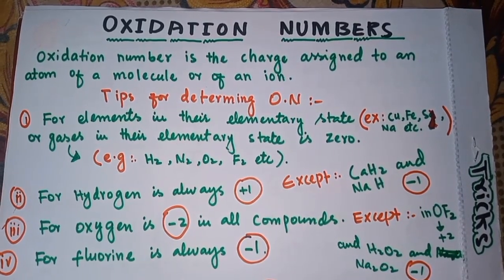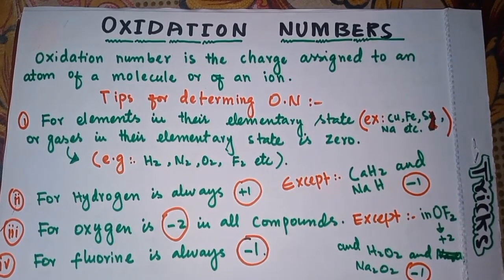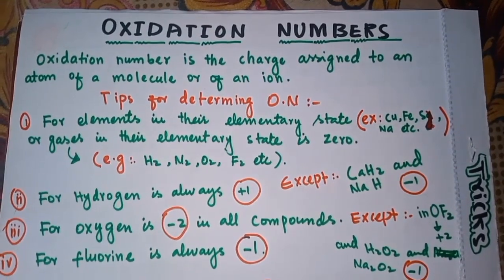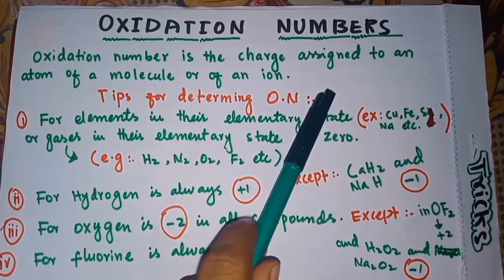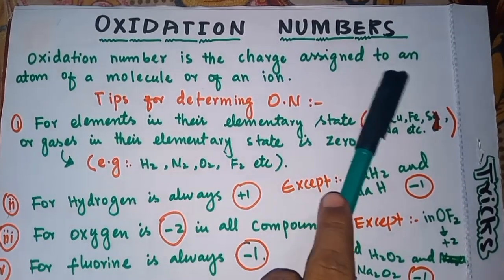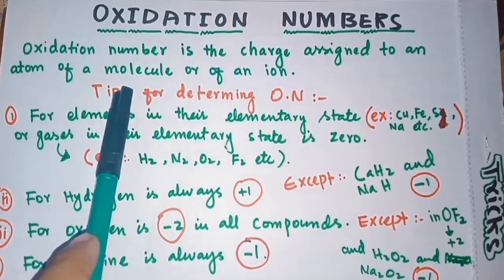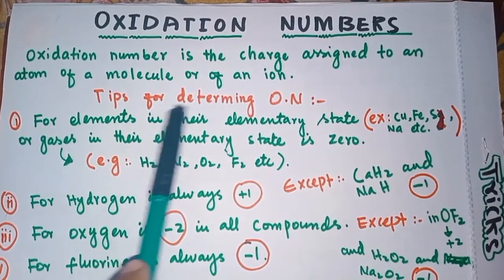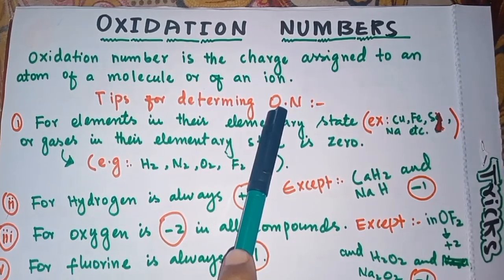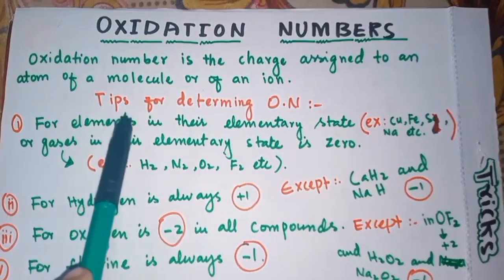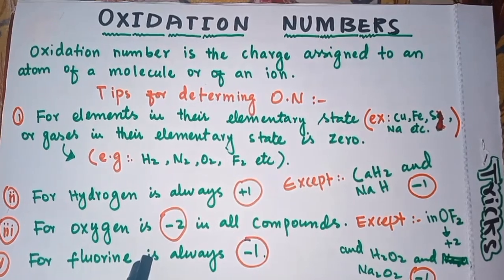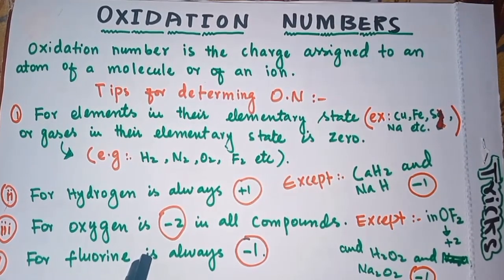So first of all, definition: oxidation number is the charge that is assigned to an atom of a molecule or of an ion. Tips for determining oxidation numbers. These tips are very useful for determining oxidation numbers.